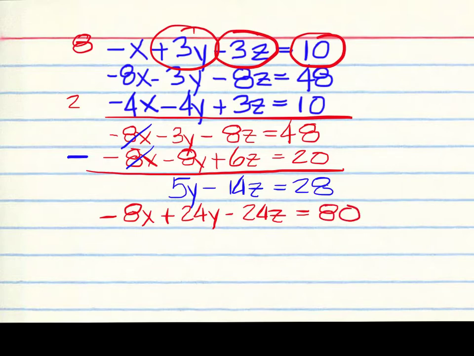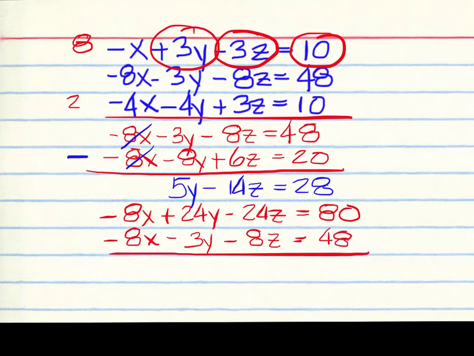Now the second one doesn't change. It's -8x minus 3y minus 8z equals 48. Now we have the same signs again, so we have to subtract. And if we subtract those two, these -8x's cancel out. And you're going to need 24 minus a -3. That's a double negative, so it's plus. Gives you a 27.